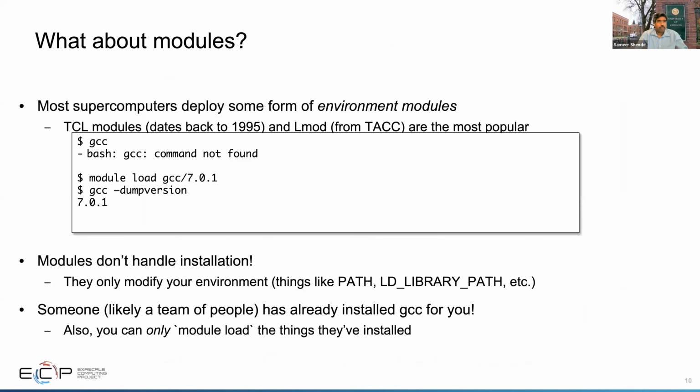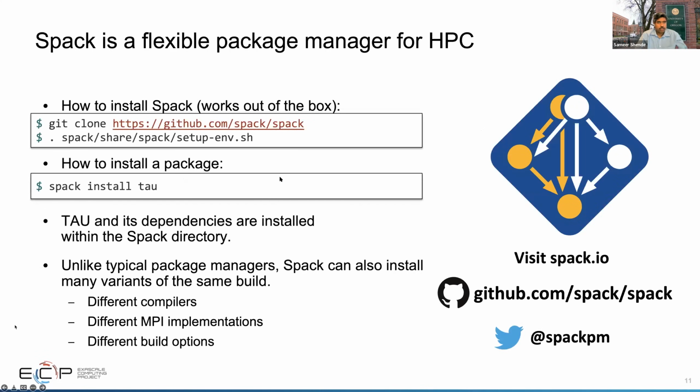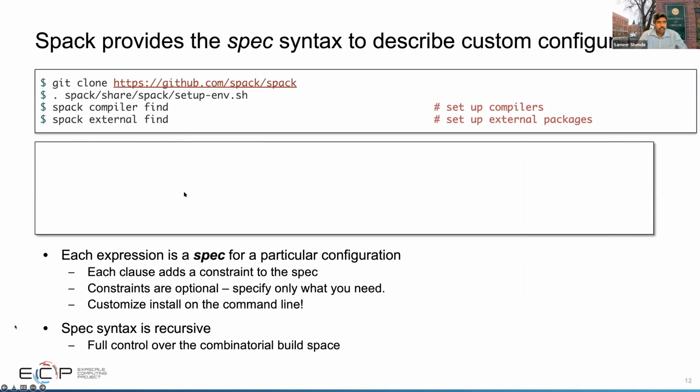And you may say, well, what about modules? Well, modules just set the PATH, LD_LIBRARY_PATH, and MANPATH, and other environment variables. The actual package has to be installed by someone else, someone likely at the supercomputing center. And so you can just use Spack. To do that, you just say git clone on the Spack repo, source their setup file, and then you can just install a package. You could say spack install tau, and it will install TAU and its dependencies.